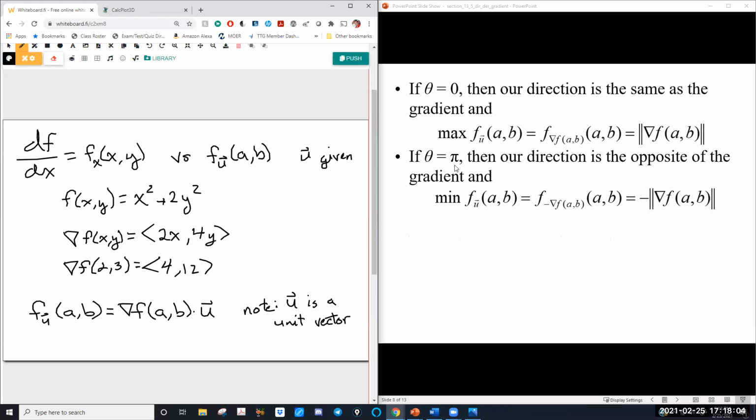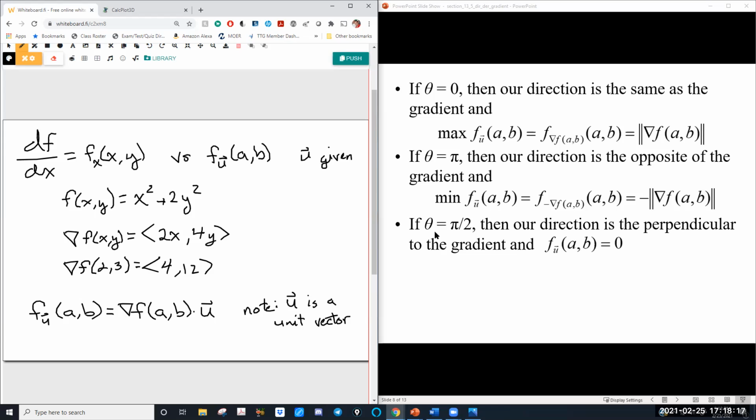If we're going 180 degrees or pi radians, then we're going the minimum or the maximum rate of decrease. Now, if they're perpendicular to each other, then we get our directional derivative of 0, because the direction that the unit vector is pointing in is completely perpendicular to the gradient. In other words, it's perpendicular to the maximum rate of change. So our rate of change would be 0.